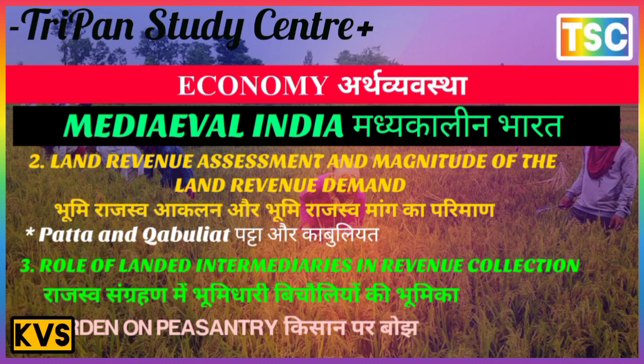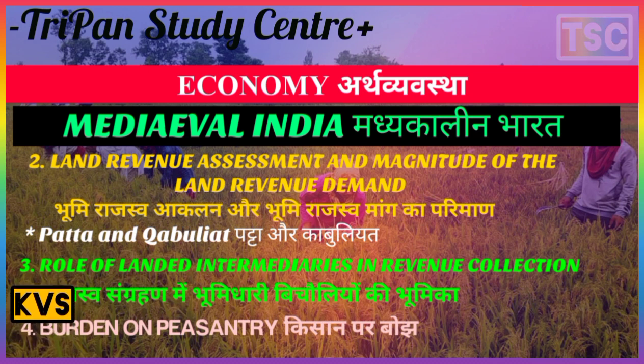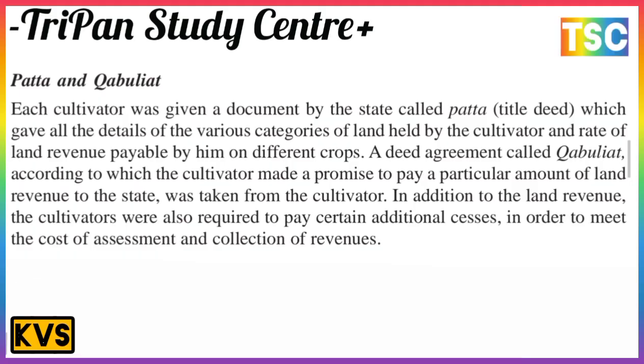The next topic is Patta and Kabuliyat. What do we mean by Patta and Kabuliyat? A document given to the cultivator by the state is called Patta. It is a title deed which gives all the details of the various categories of land held by the cultivator and the rate of land revenue payable by him on different crops.